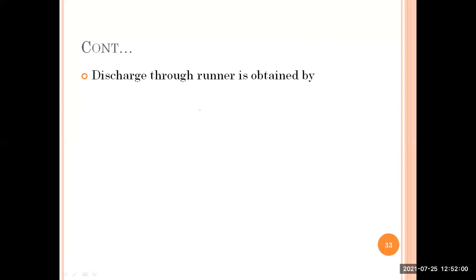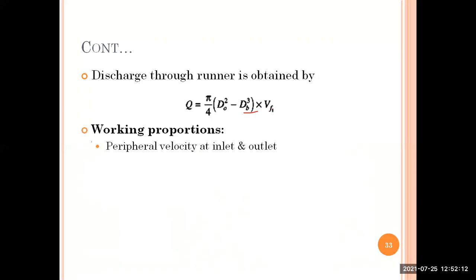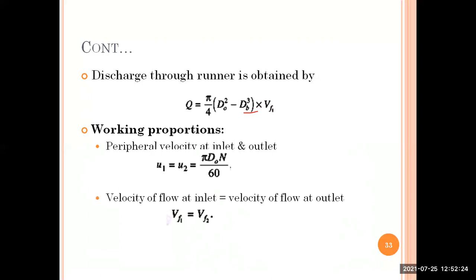For a Kaplan turbine, the discharge is calculated using the formula Q equals pi by 4 into (D naught squared minus dB squared) into VF1, where VF1 is the velocity of flow at inlet. Some of the working proportions you should know: the peripheral velocity at inlet and outlet, U1 and U2, is equal to pi D naught N divided by 60, and VF1 equals VF2, that is, the velocity of flow at inlet and outlet are the same. Also, the area of flow remains the same at both inlet and outlet, given by pi by 4 into (D naught squared minus dB squared). These are the working proportions necessary to solve problems.